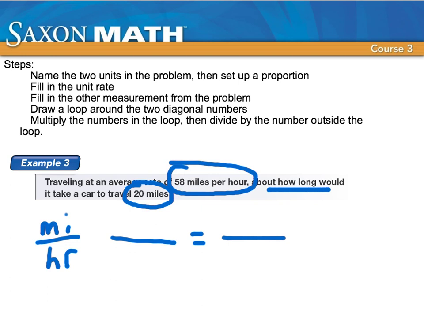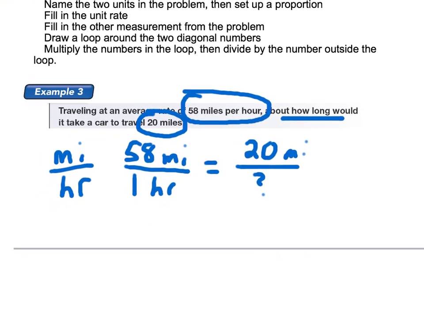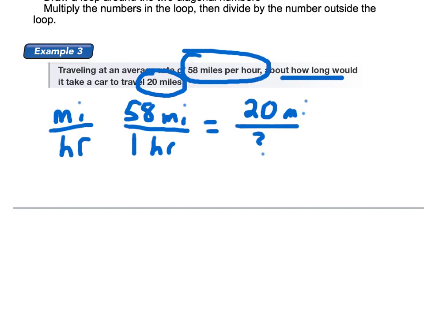Okay? Step 2, fill in the unit rate. Again, for unit rate, we look for that word per. I've got 58 miles per hour, which means per 1 hour. Now I want to know how long is it going to take the car to travel 20 miles. So I'm trying to figure out how long. Okay? Well, I'm going to slide this up a little bit here.